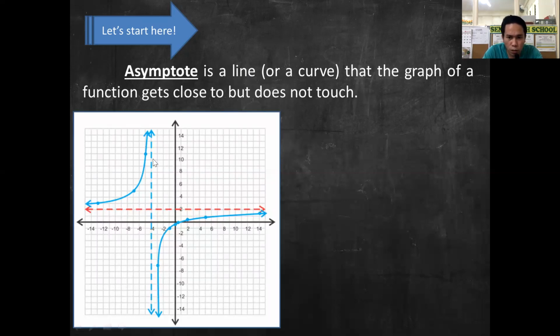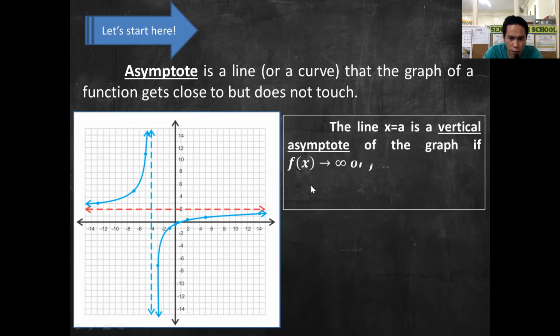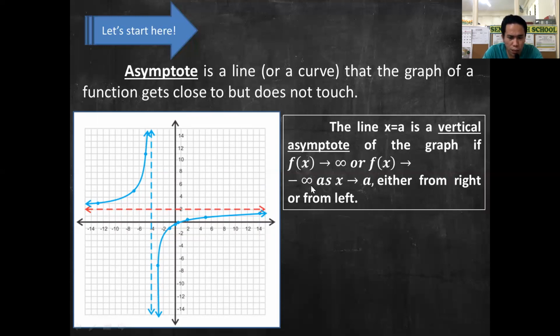It is a line or a curve that the graph of a function gets close to but does not touch. Kung napapansin nyo sa ating graph, there are two broken lines. These are the vertical and the horizontal asymptotes. So what do you mean by vertical asymptotes? The line x is equal to a is a vertical asymptote of the graph if f of x approaches positive infinity or f of x approaches negative infinity as x approaches a, either from the right or from the left.